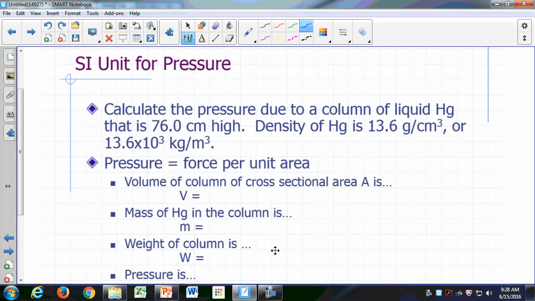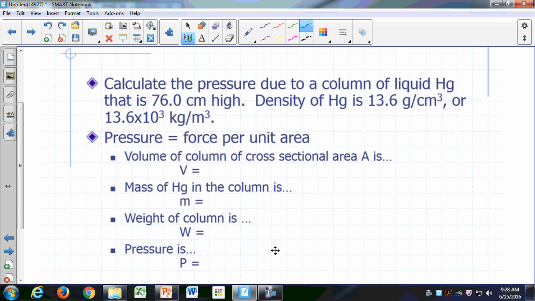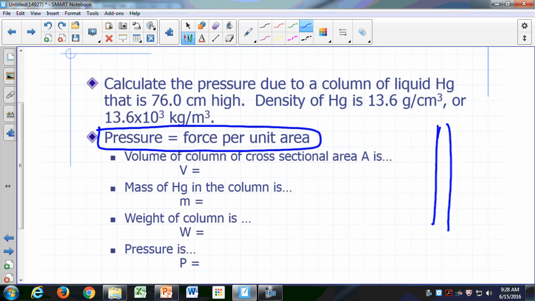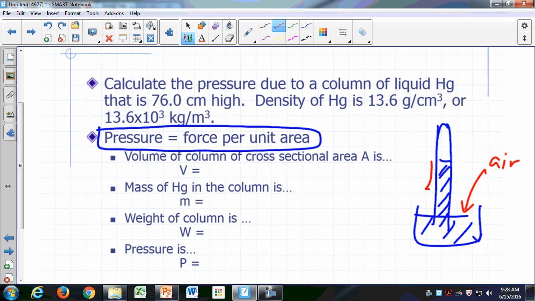The way to do that is we need to understand exactly what pressure means. Pressure is defined as force per unit area. So if you have a barometer, and your air is supporting a column of mercury that is 76 centimeters high, what's actually happening is that at this level, the pressure of the air is equal to the pressure due to that column of liquid.